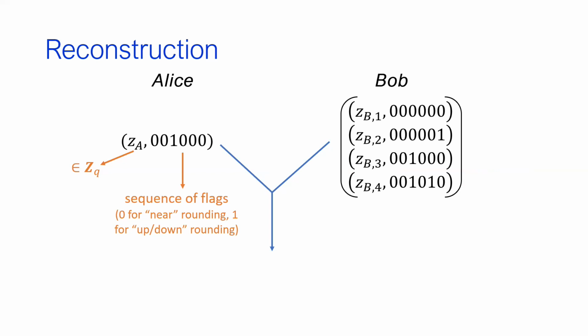Well, Alice is going to have a share of this form, an integer value, and a sequence of zeros and ones denoting when she used the standard rounding and when she used the alternative rounding. And Bob is going to have a list of shares of the same type, one for each computation path in the computation tree. And the reconstruction function is simply going to match the sequences of flags and sum up the corresponding integers. So as you can see, despite not being linear, this is a relatively simple function.